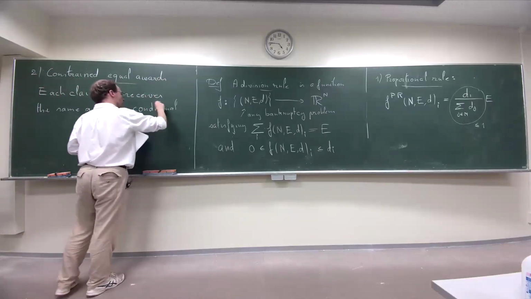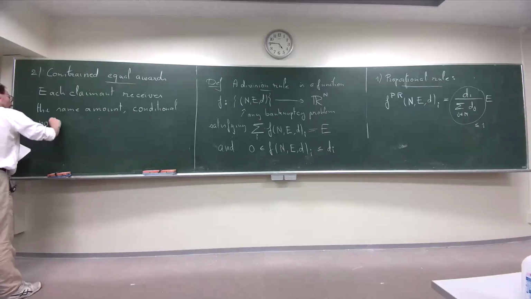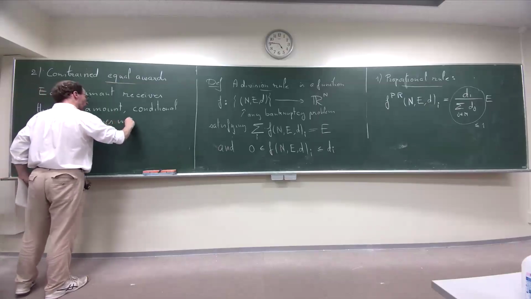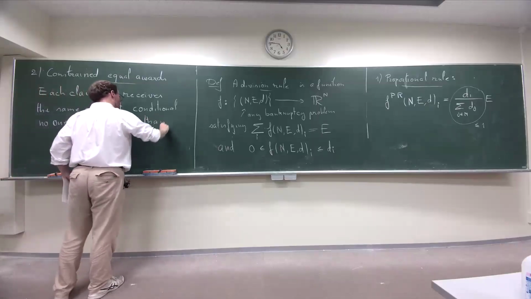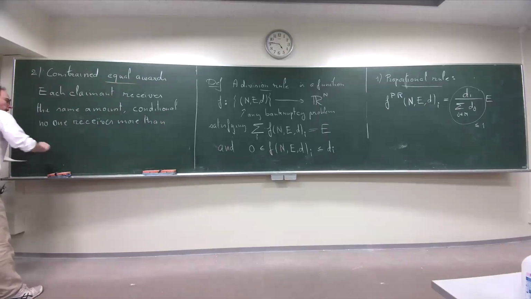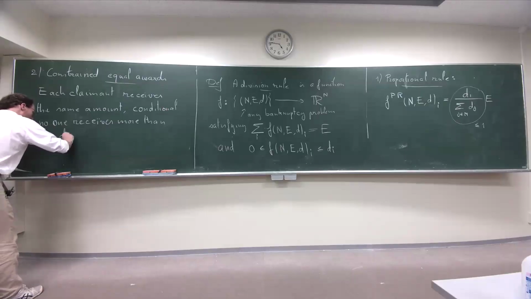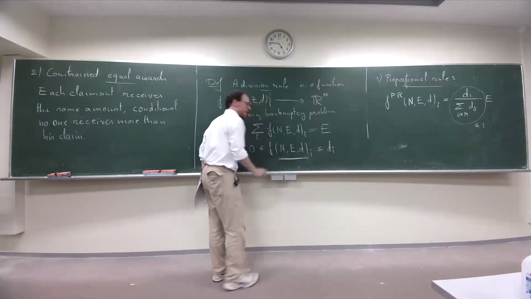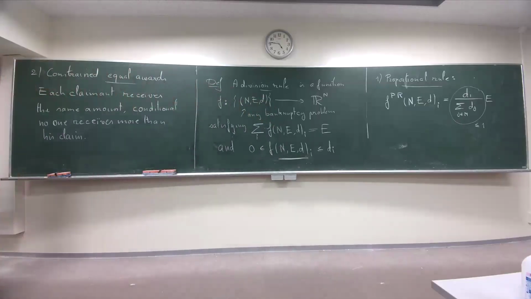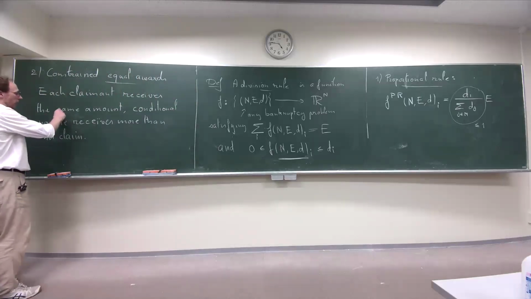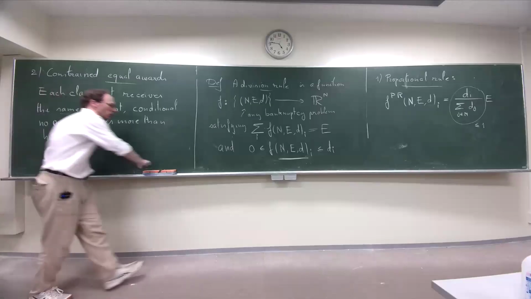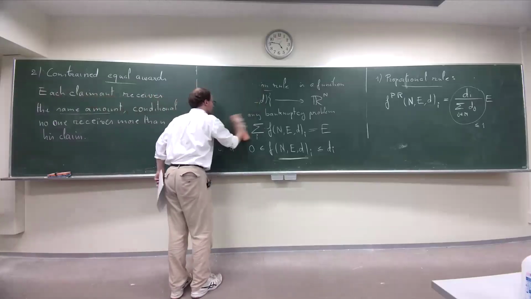Conditional: no one receives more than his claim. And this is part of this condition. Nobody should receive more than what this person claimed. So we want to give the same amount to everybody, but nobody should receive more than what they claim. So how can I encode this in one function f, one division rule?